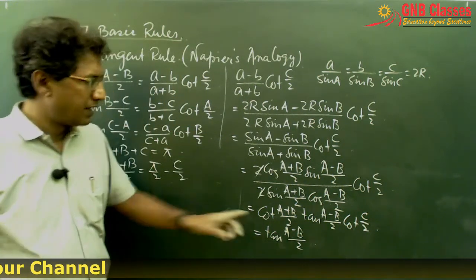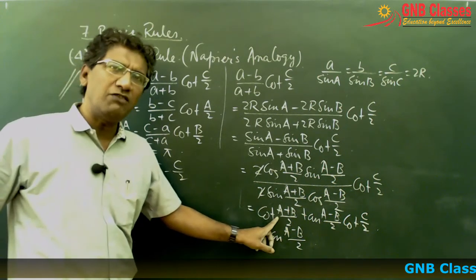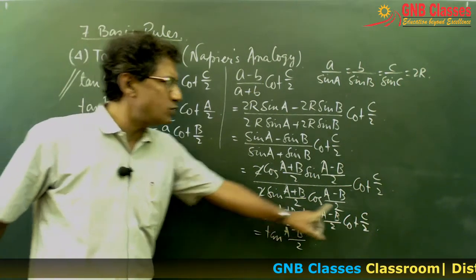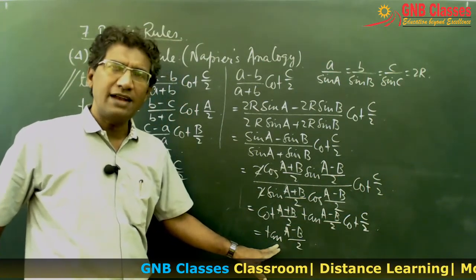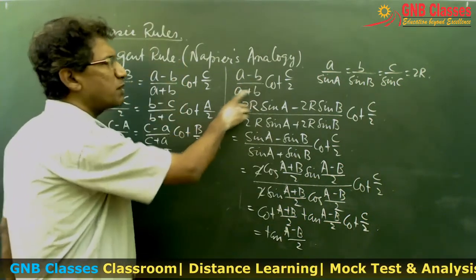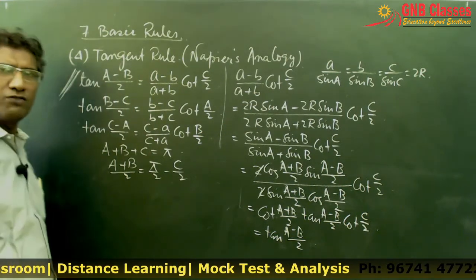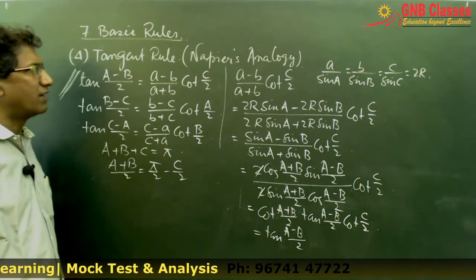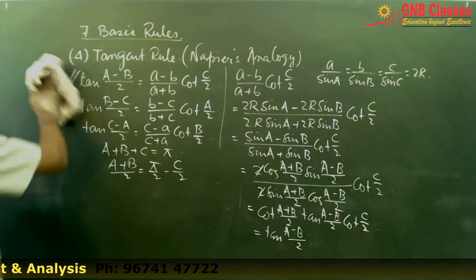Have you understood this clearly? (A plus B)/2 will be replaced by pi/2 minus C/2, which in turn will give you tan C/2, because cot (90 minus theta) is tan theta. So tan C/2 into cot C/2 will give you 1, and tan (A minus B)/2 is there. Therefore, we have proved that tan (A minus B)/2 is nothing but (A minus B)/(A plus B) cot C/2, which is exactly the first formula for the tangent rule. Similarly, the other two formulae you can prove by yourself. Is it clear to all of you? Have you made a note of this? Okay.